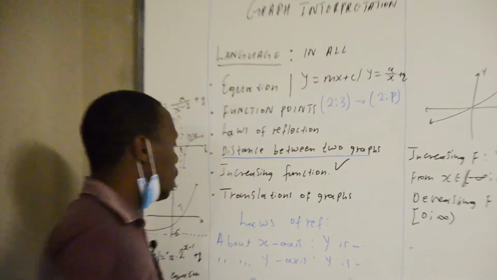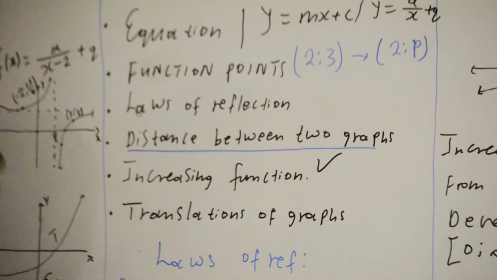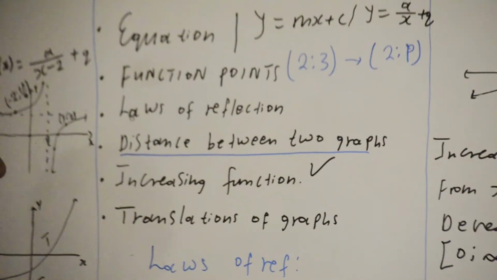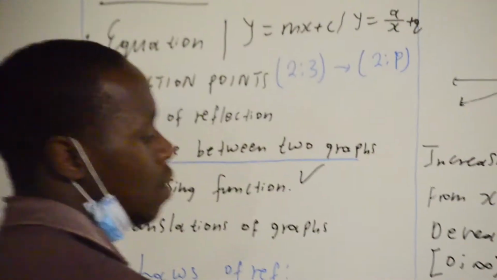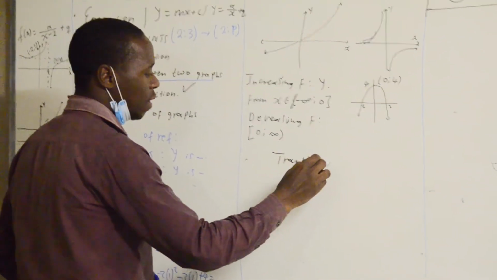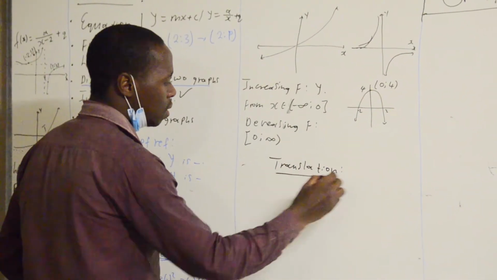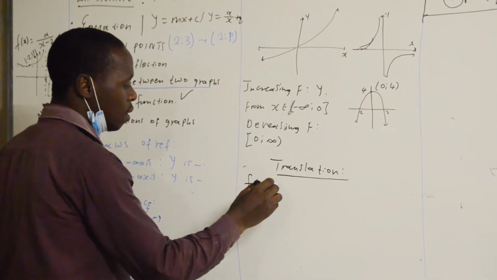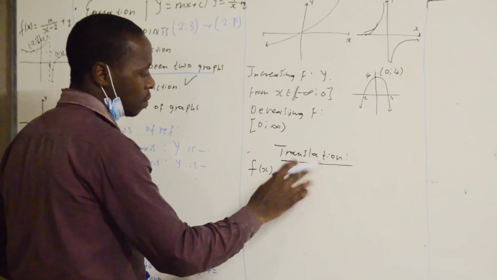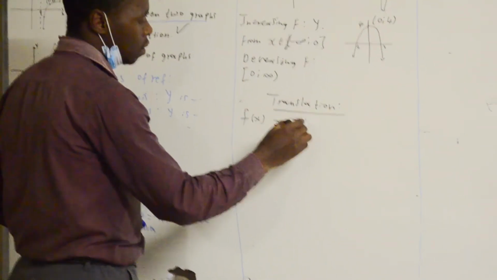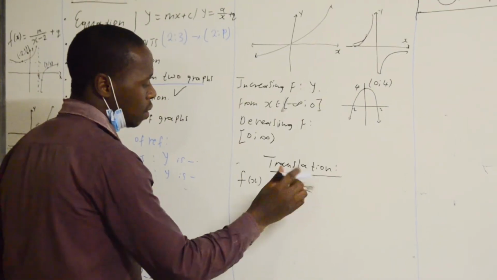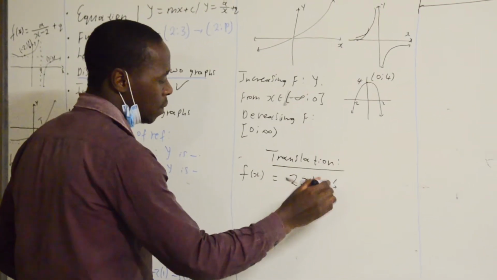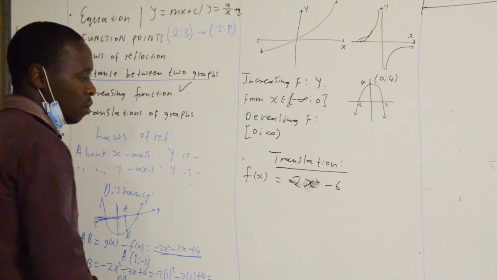Okay, so you've covered this part. Now let's come to the most interesting part, the translation. Translation, what happens in it? In translation, you will be given a function. That means the equation. For example, you are given f of x, which is 2x squared minus 6. Just making an example.